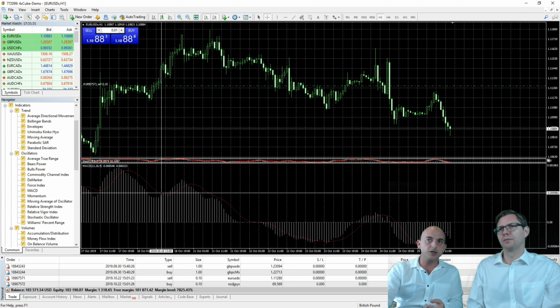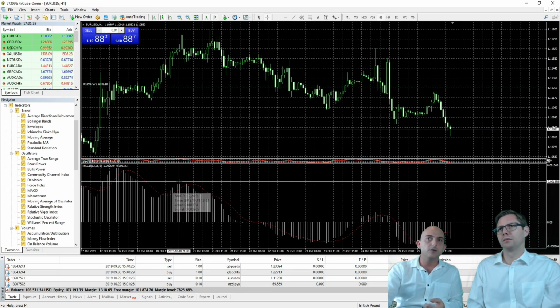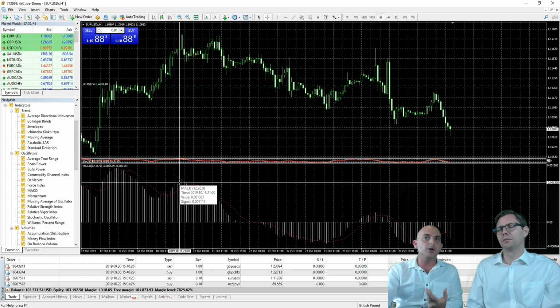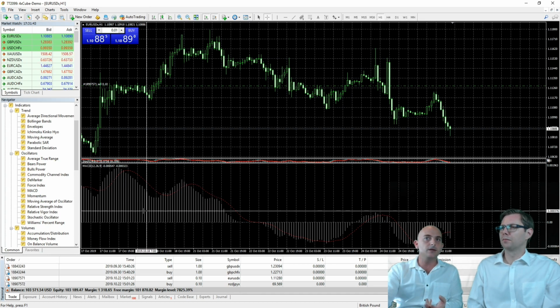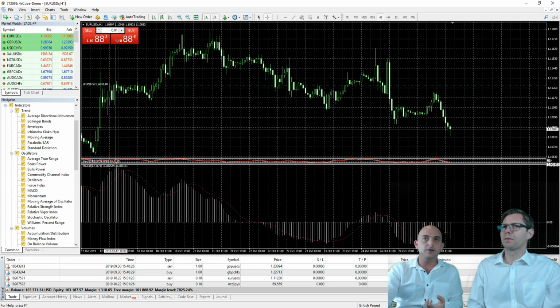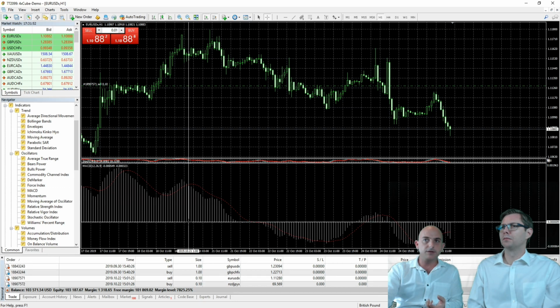So the MACD is crossing through the red dotted line, the signal line, and we're getting upward price action. Now it's indicating market volume as well. Obviously, the MACD indicates market volume. The higher the readings are above the baseline of 0, the higher the volume.